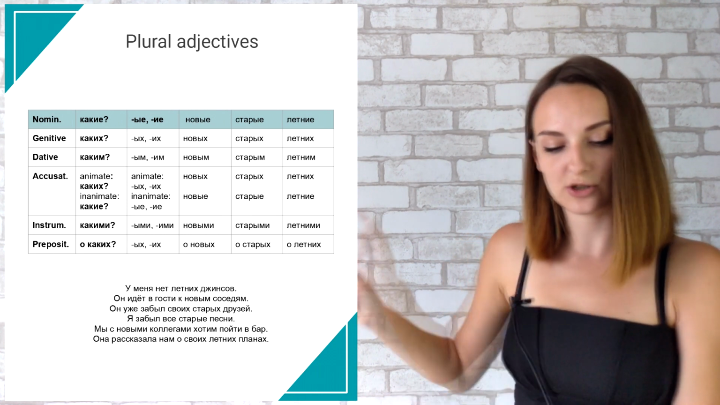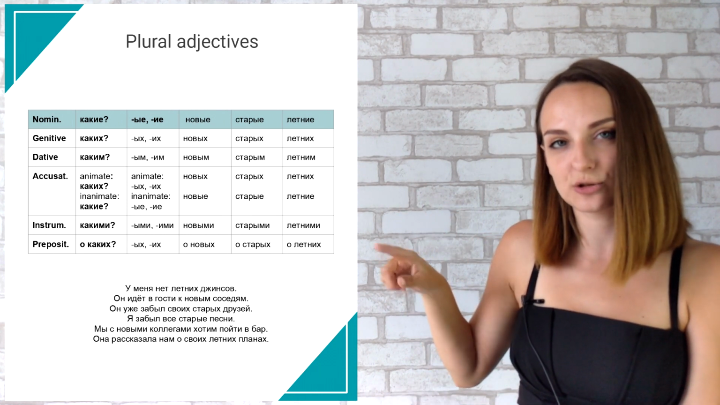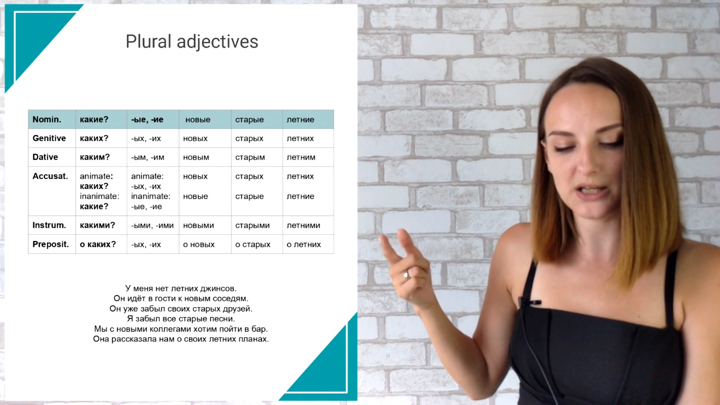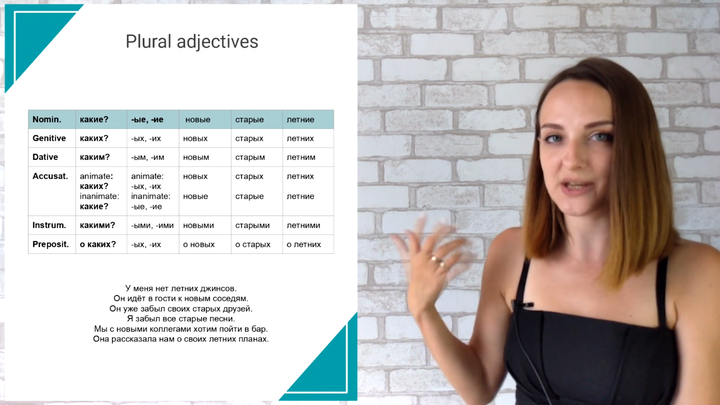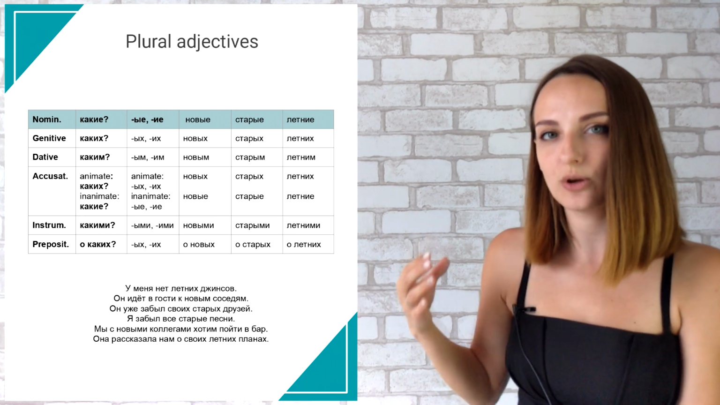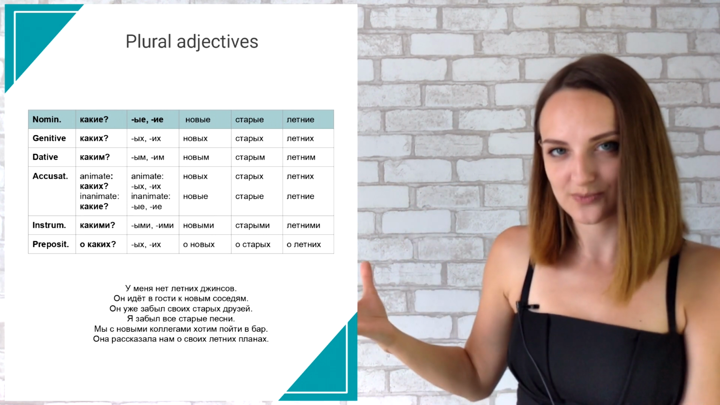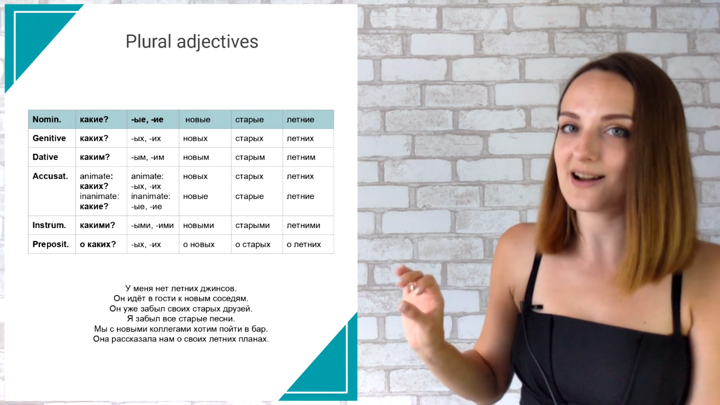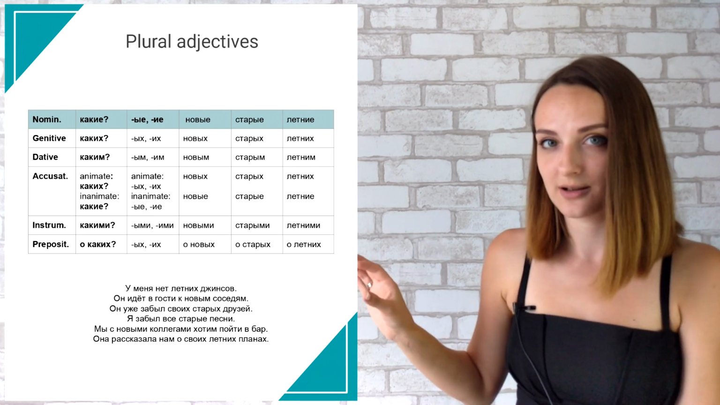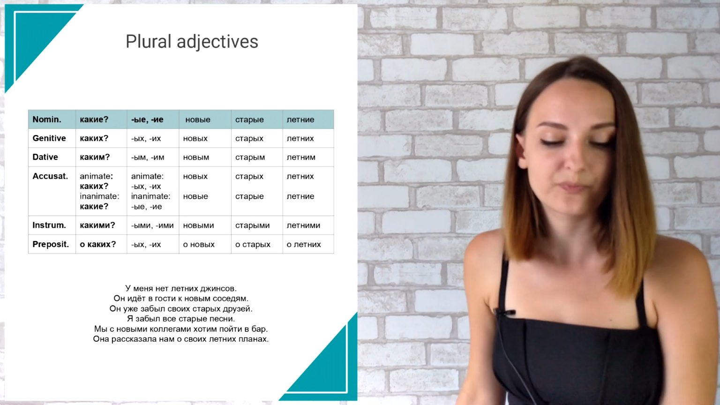Then, я забыл все старые песни. It's very good, actually, two examples. Он забыл старых друзей, да, друзья were animate. And я забыл все старые песни, песни are inanimate, да, all old songs. Песни are inanimate, so we use the adjective старые, not старых, because песни are inanimate.